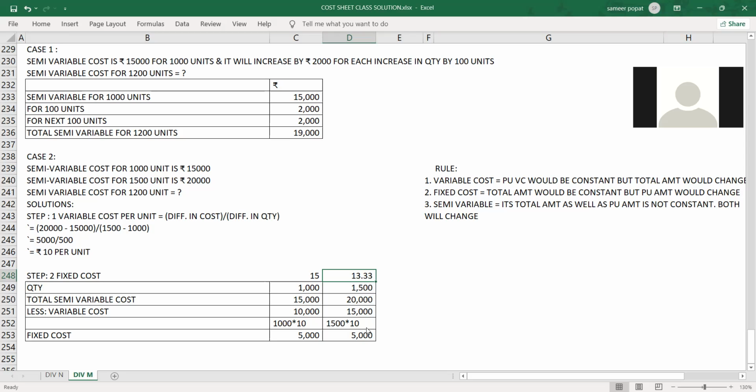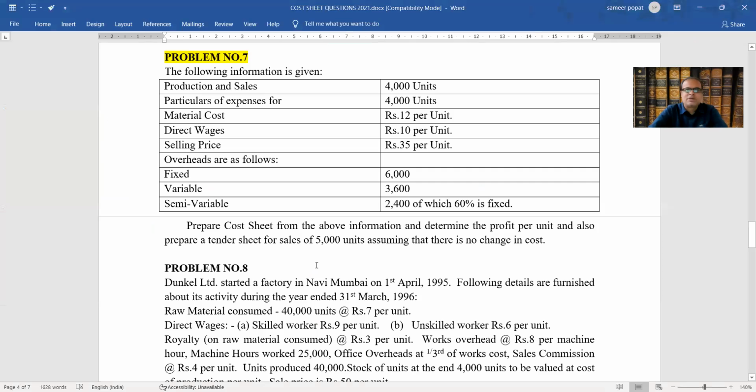Okay. Now see, question number 7. The following information is given: production and sales 4,000 units. So here production quantity and sales quantity both are same. So whatever is produced is sold out.